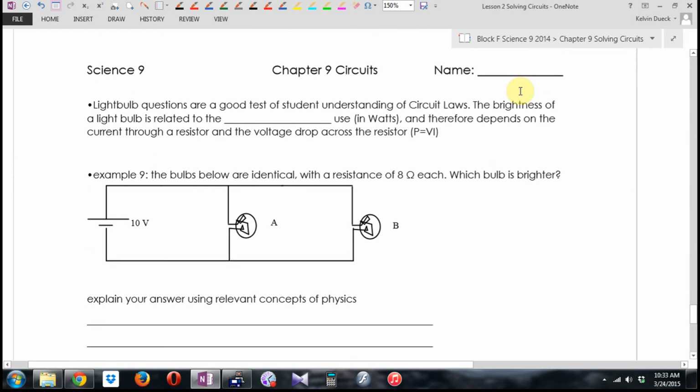Next page. This is why I wrote: light bulb questions are a good test of student understanding of circuit laws. The brightness of a bulb is related to the power. Power is measured in what? Watts. Lena, you going to make it? Sure. Therefore, it depends on the current and the voltage. I times V, or V times I.